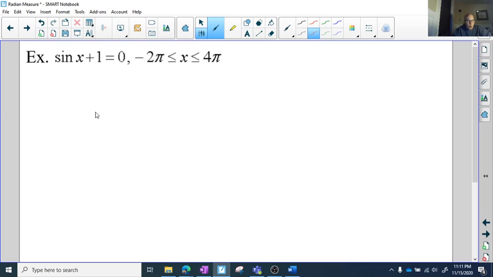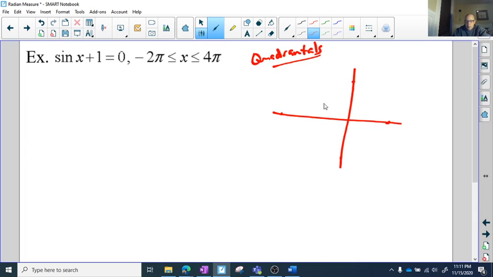Those first 3 have all involved angles that were somewhere within quadrants 1, 2, 3, or 4. You also have to be able to deal with angles that end up right on a quadrant boundary, the ones we call quadrantals. So they're not actually in a quadrant because they're right on an axis. And we've worked with how to do this using what's called the unit circle.